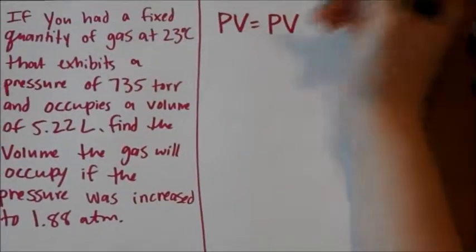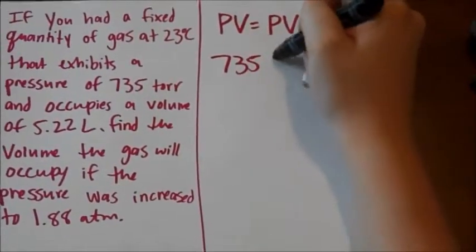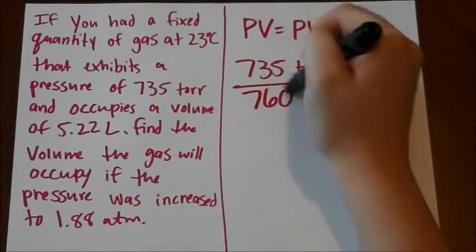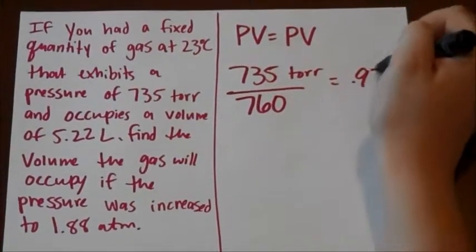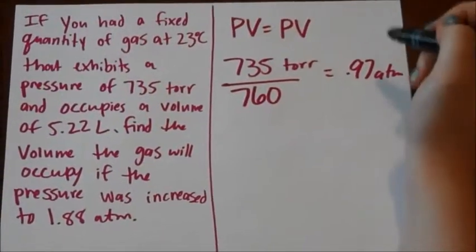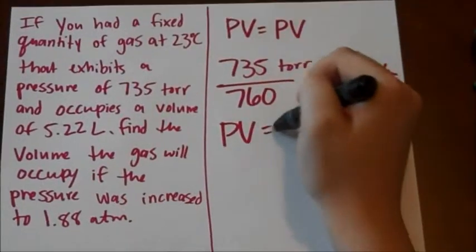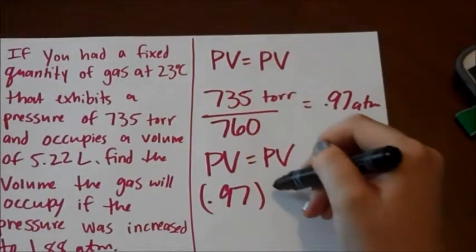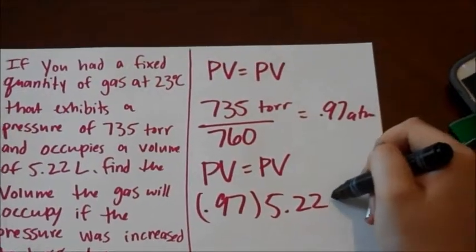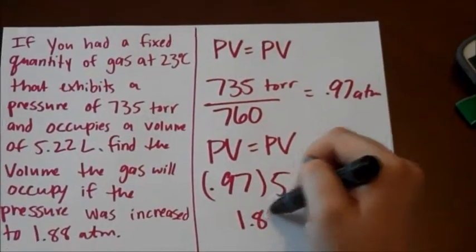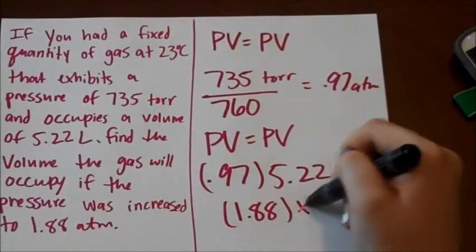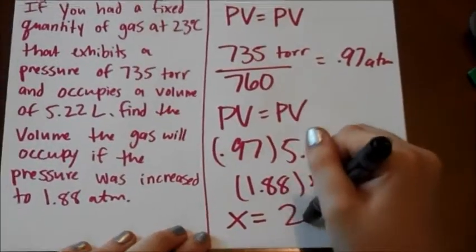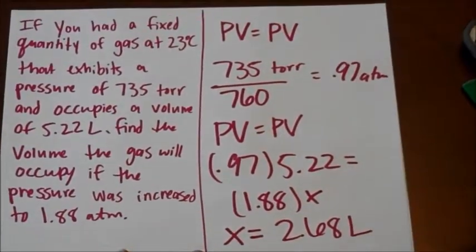Next you have to convert the 735 torr to atm because you want the units to be the same. So you divide that by 760 and you get 0.97 atm. Next you just plug the values into the P1V1 equals P2V2 equation. So you have 0.97 times 5.22 equals 1.88 times x. And if you solve it all out, you'll end up getting x is equal to 2.68 liters.